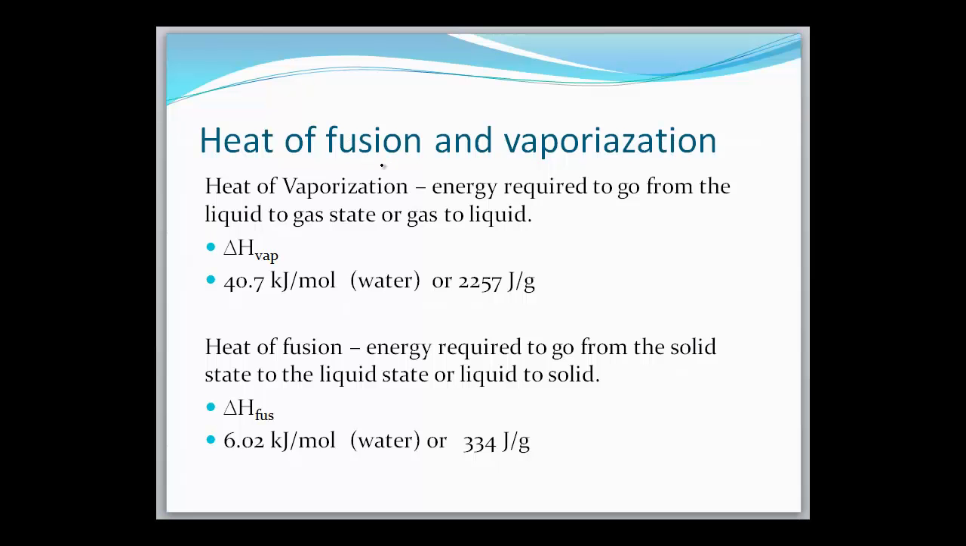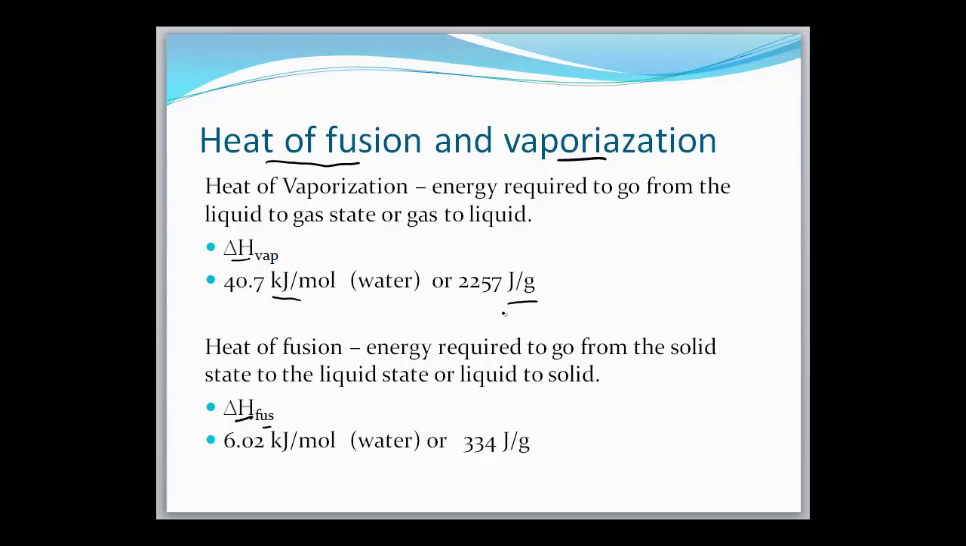To do that, we need to introduce two new terms, the heat of fusion and the heat of vaporization. Heat of fusion and heat of vaporization are constants that we use in calculations to calculate through phase changes. They have the symbols delta H of vaporization, delta H of fusion. And you can see the values are given in either kilojoules per mole or joules per gram. And that's just done out of convenience. You'll find that in some calculations, those units will be more convenient. In other calculations, those will be more convenient.